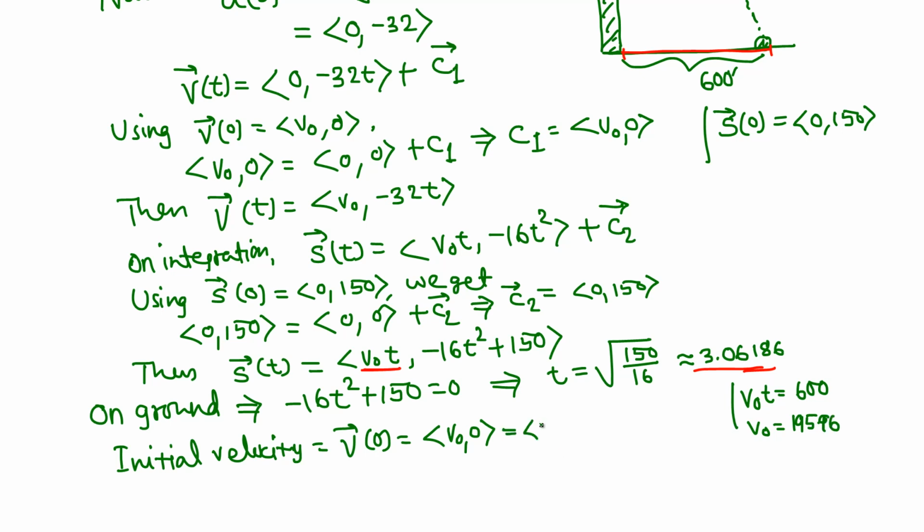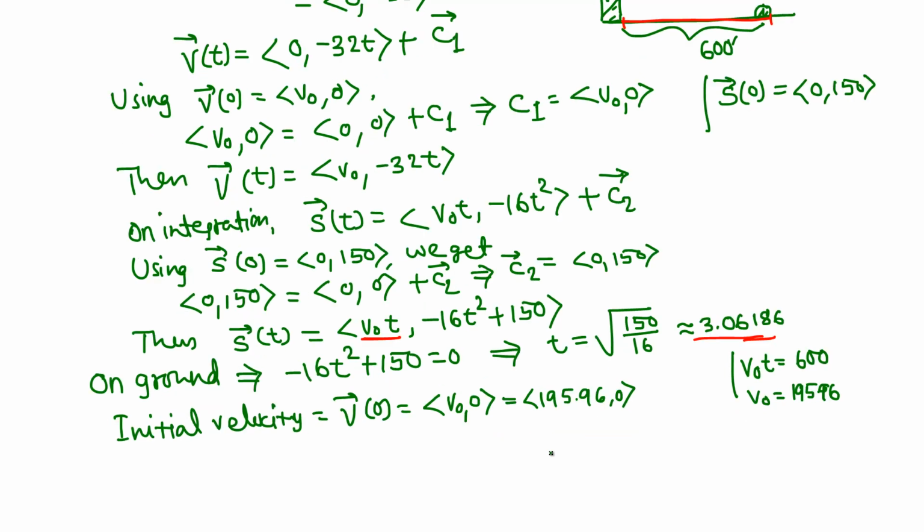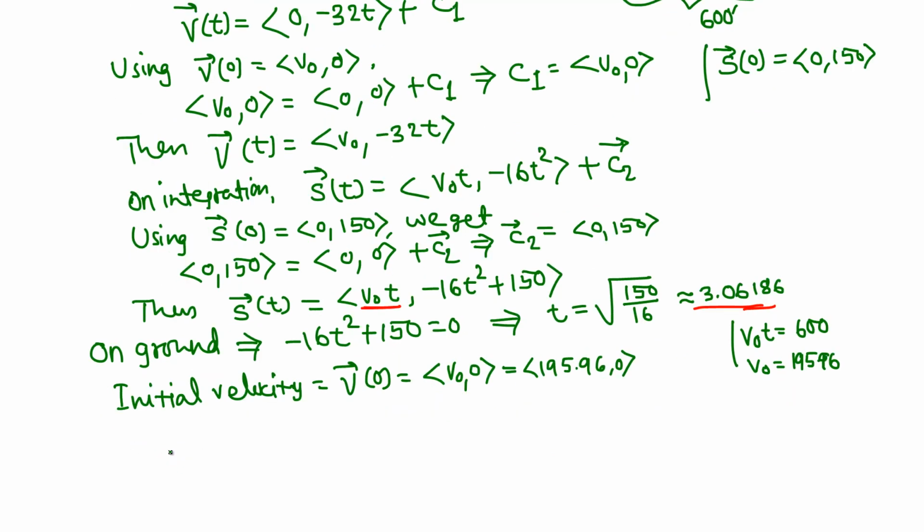So the initial velocity is 195.96, 0. Now to find the initial speed, we need to take its magnitude, but the second component is zero. So the required answer, how fast, meaning the initial speed, is just 195.96 feet per second.